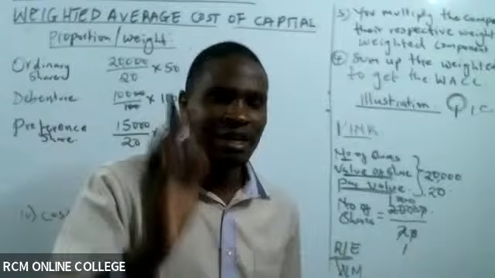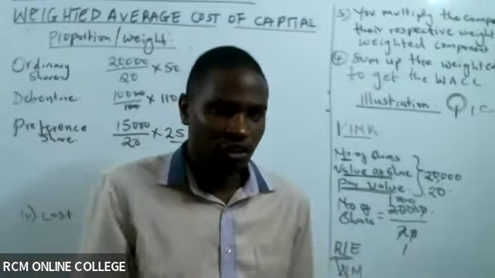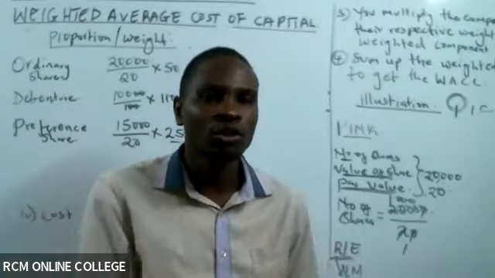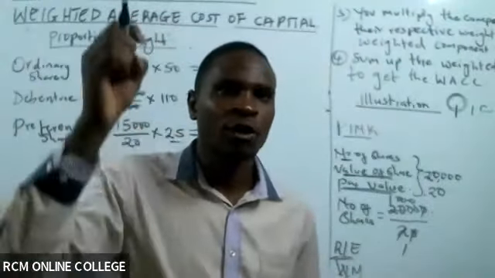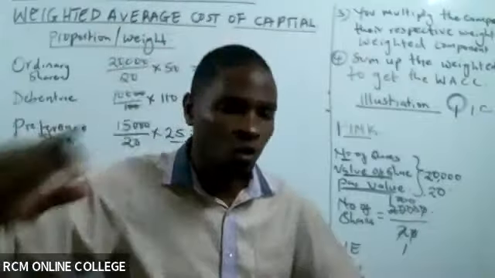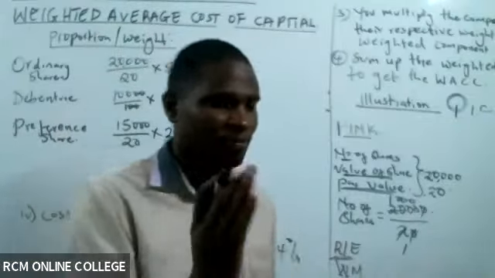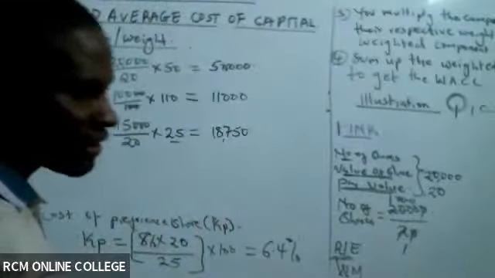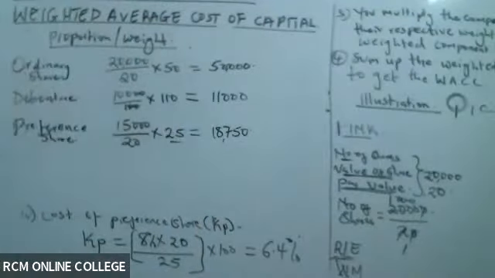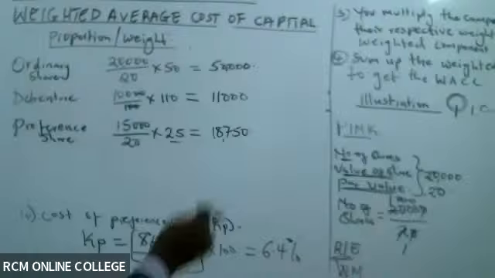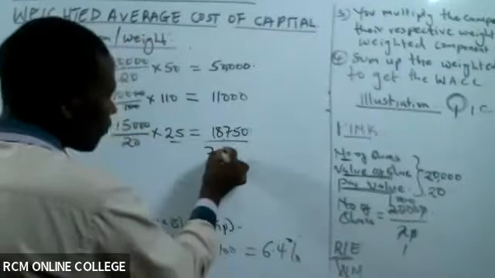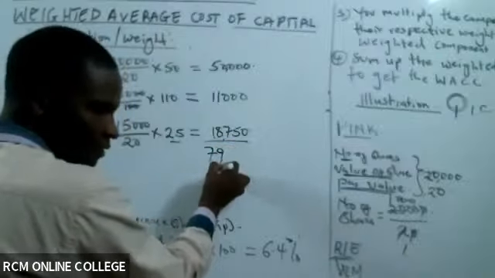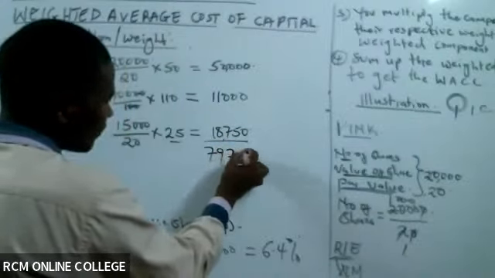For example, can somebody tell me what is our whole structure? What is the value of our whole structure? Na structure yetu iko na debenture, iko na ordinary share na iko na preference share. What is the value of our whole structure? 79,750. Is everyone getting that value? 79,750. That is our whole structure. The value of our business hapa, the structure is 79,750.